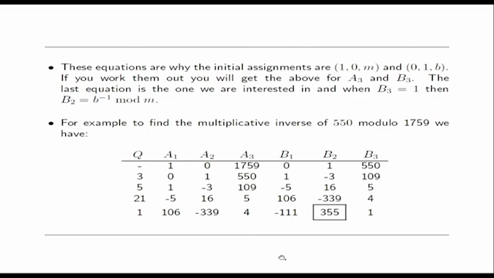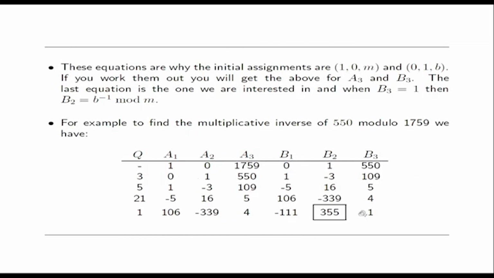So, here is an example. Suppose this is small b, and we want to find the multiplicative inverse of 550 modulo 1759. So, this is basically our small m. Okay. What we store follows our algorithm: A1 is assigned 1, A2 is assigned 0, and A3 is assigned m, and B1 is assigned 0, B2 is assigned 1, and B3 is assigned b.